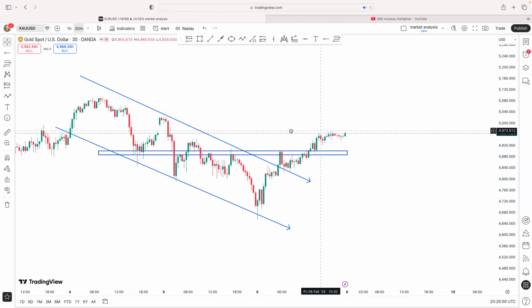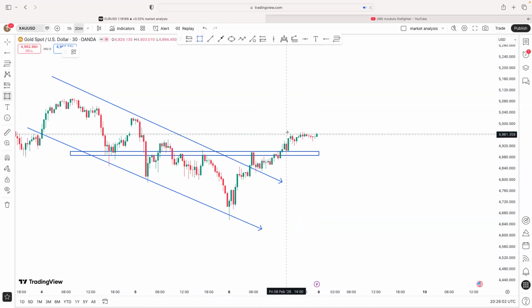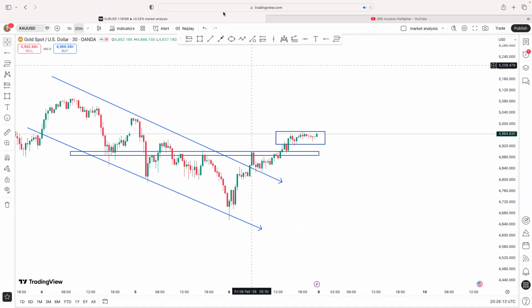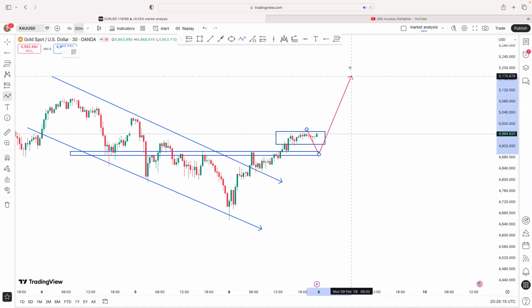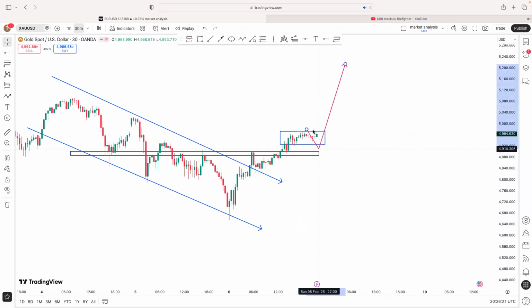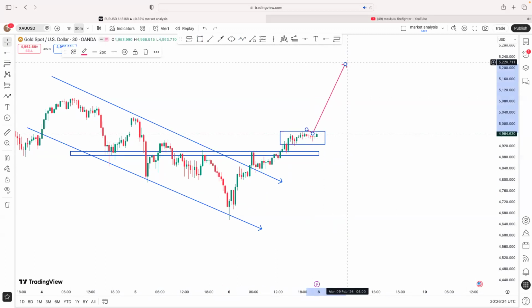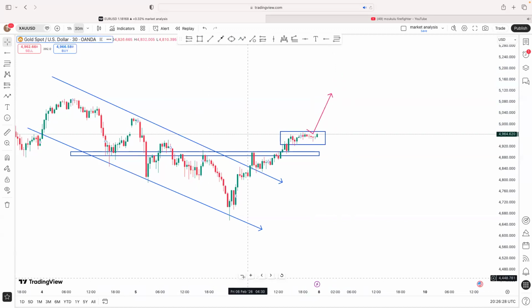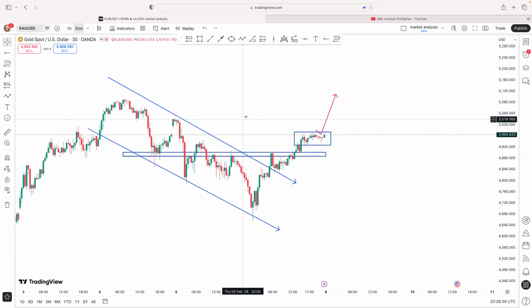But look at this. After they broke out from this neckline, they started consolidating. I call it an accumulation. They started accumulating. We might see the market coming down before we have the next impulsive move. Just keep an eye on it. If they break above this small zone of consolidation here, it means it's just going to continue to go up. So gold, we are very much bullish, guys.